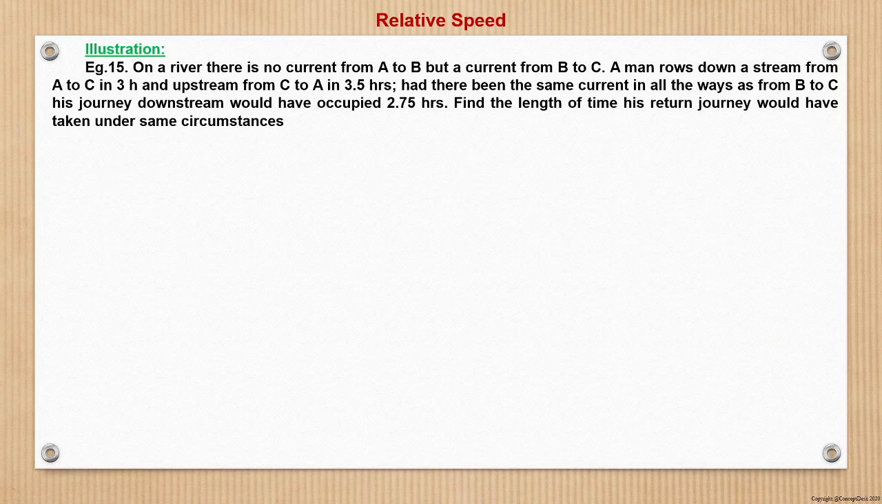Now moving to the last problem for this session. We have tried to cover all varieties of questions on boats and rivers. On a river there is no current from A to B but a current from B to C. A man rows down a stream from A to C in 3 hours and upstream from C to A in 3.5 hours. Had there been the same current in all the ways as from B to C, his journey downstream would have occupied 2.75 hours. Find the length of time his return journey would have taken under the same circumstances.